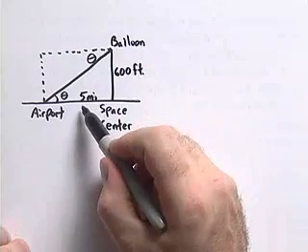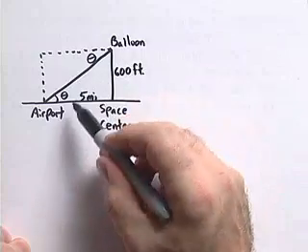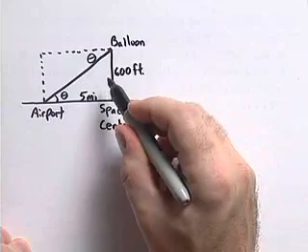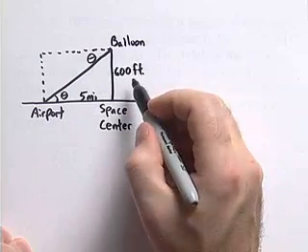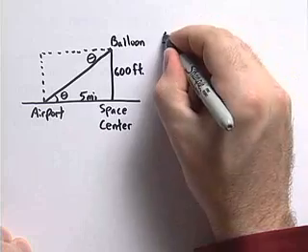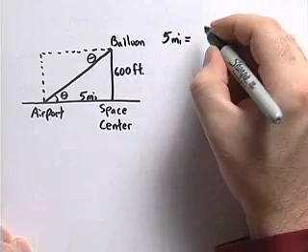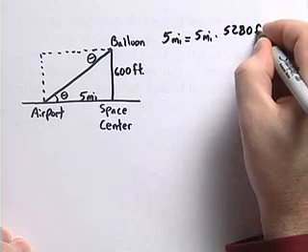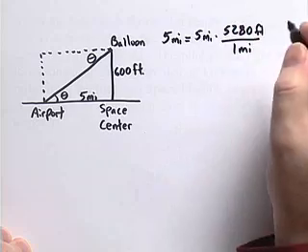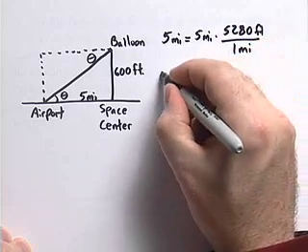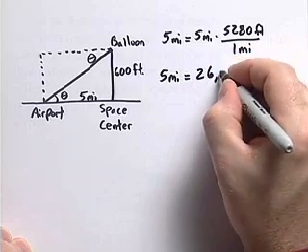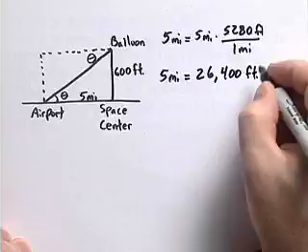Now we notice that one of our units is miles and the other is feet. In order to work this problem, we need to have our units be the same. So we're going to convert the 5 miles into feet. We can write 5 miles as 5 miles times 5,280 feet in 1 mile. And here the miles will cancel. We'll get that 5 miles is equivalent to 26,400 feet. Now that we have the same units, we can go ahead and continue with our problem.